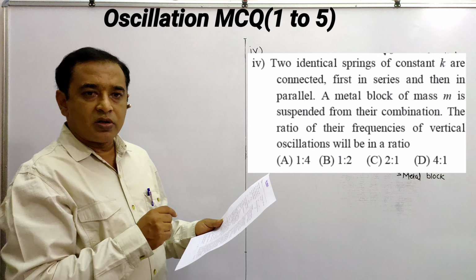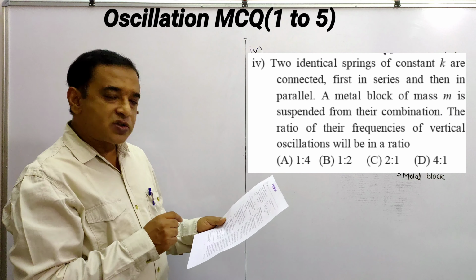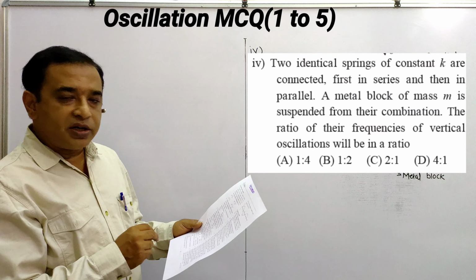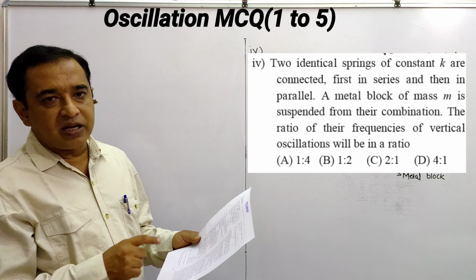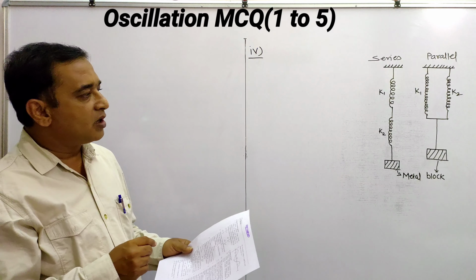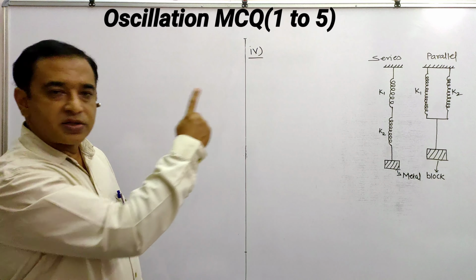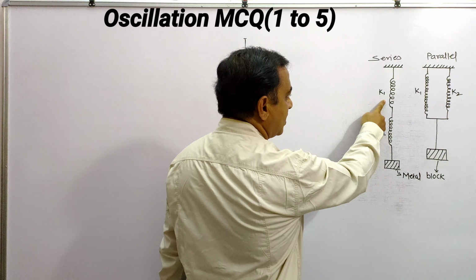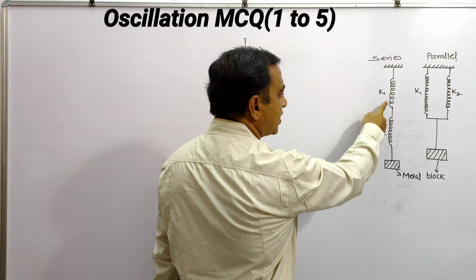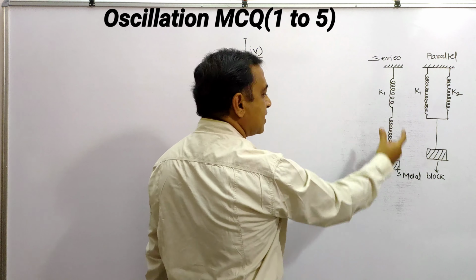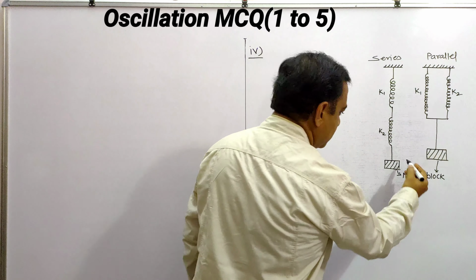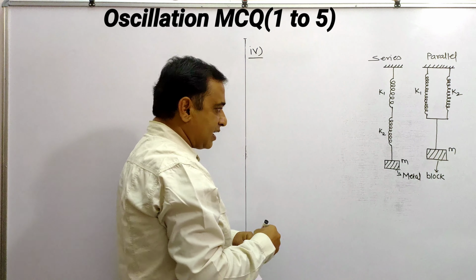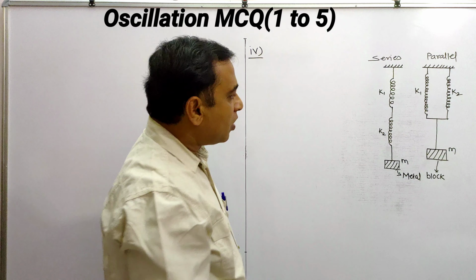The options are A 1:4, B 1:2, C 2:1, and D 4:1. Among these A, B, C, D, we have to choose one. But before that, reasoning is very important. Now see the diagram. Here the force constant of this spring is K1. This is the first spring, this is the second spring, they are connected in series, and a metal block of mass m is suspended. Here it is mass m and here also mass m, the same mass suspended below the springs.